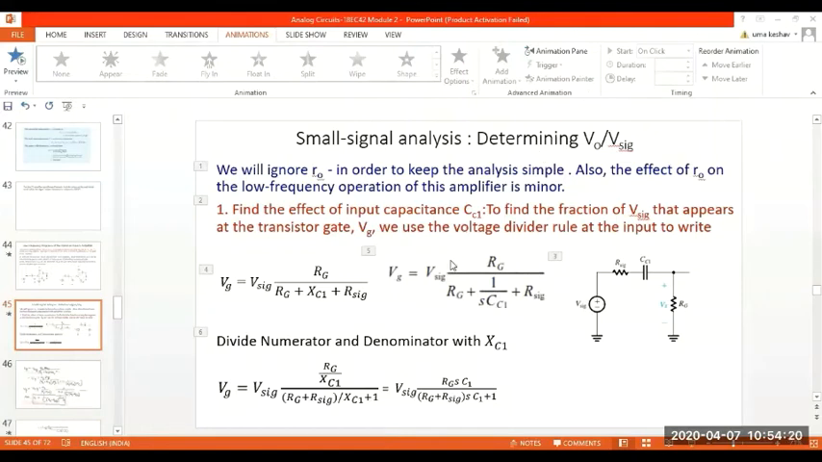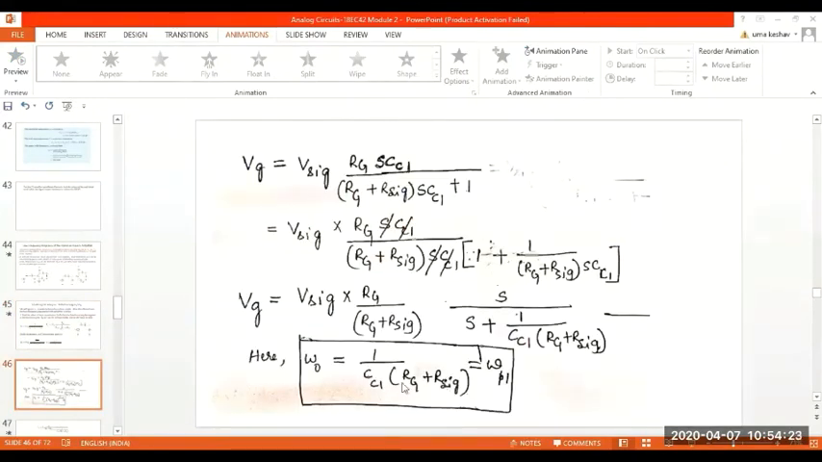Now in the next step, I am continuing from here. You can see VG is V sig into RG S C1 divided by RG plus R sig into S C1 plus 1. Now, I want to take RG into S C1 by RG plus R sig into S C1 as the common factor outside. When I take this outside, what is left inside? In the denominator, I will have 1 plus, I have to divide this 1 by this whole factor, RG plus R sig into S C1. You can see here, the complete simplification is shown.